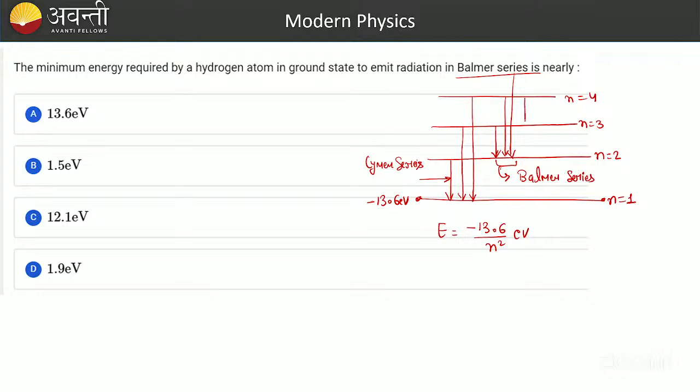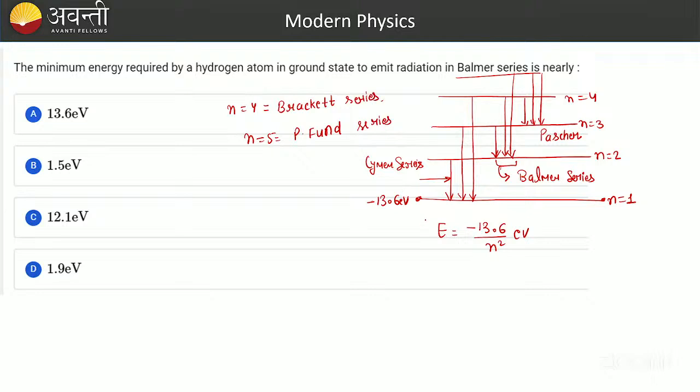After that, same procedure for n equals 3: from any state to n equals 3, we will have the Paschen series. And for n equals 4, we will have the Brackett series. And for n equals 5, we will have the Pfund series.